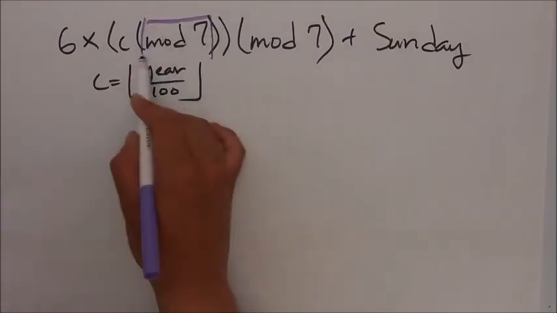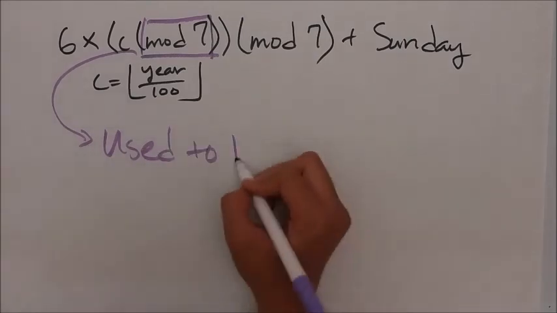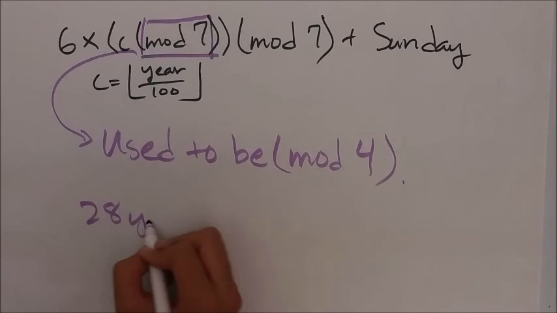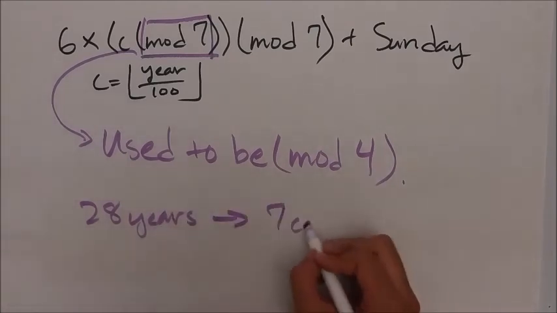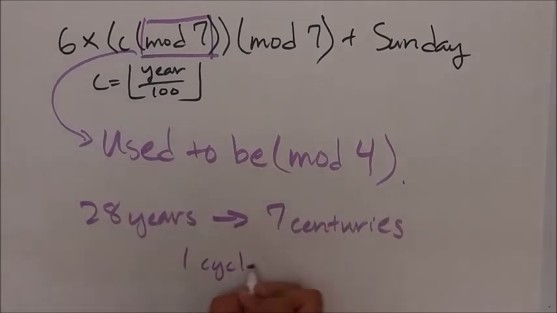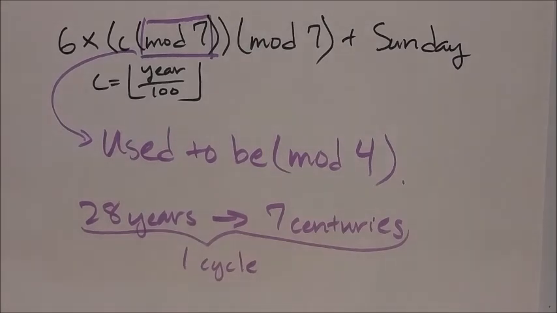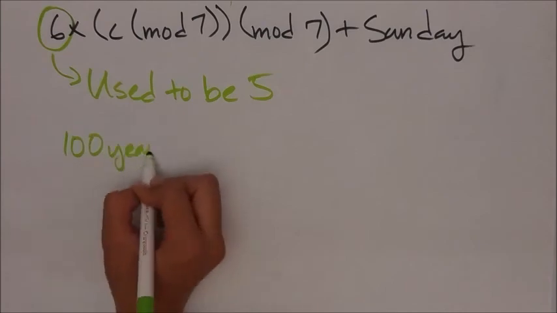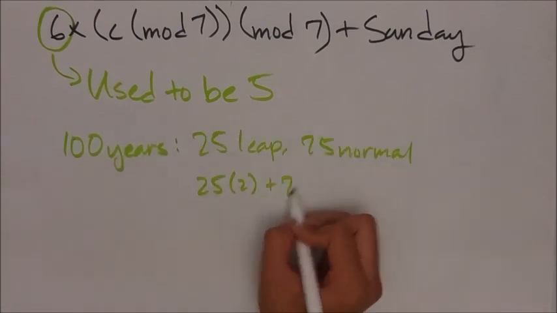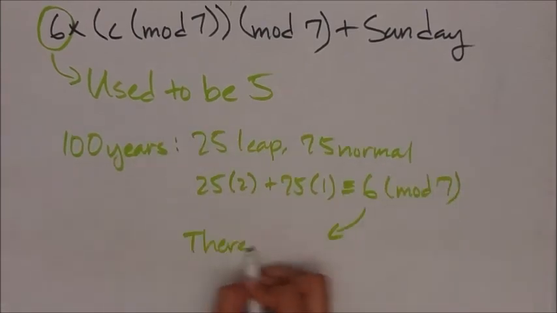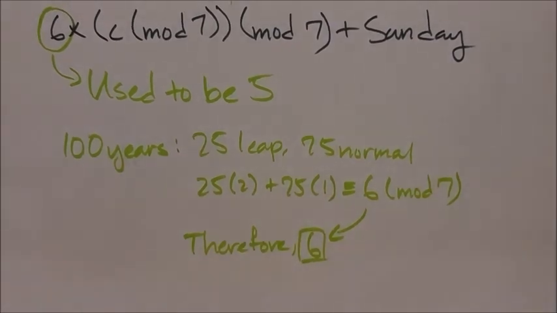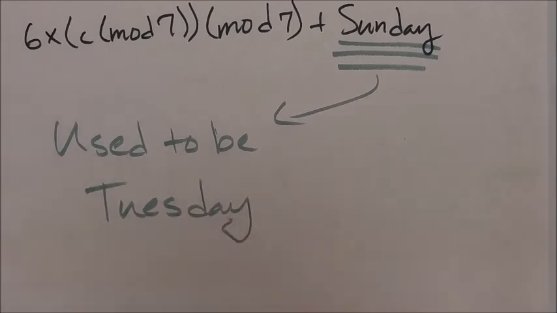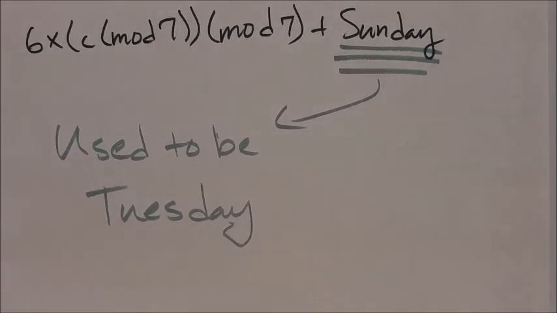The original mod 4 in the parentheses is replaced with a mod 7 because of the structure of the calendar. When dealing with full centuries, it takes 7 centuries for the Julian calendar to make a full cycle, because 700 is the smallest positive multiple of 100 divisible by 28. The 5 in the beginning is replaced by a 6 because there are 25 leap years per century, and 75 normal years, so each century advances the calendar by 6 days. Lastly, Tuesday is replaced by Sunday because that happens to be the anchor day for years divisible by 7.